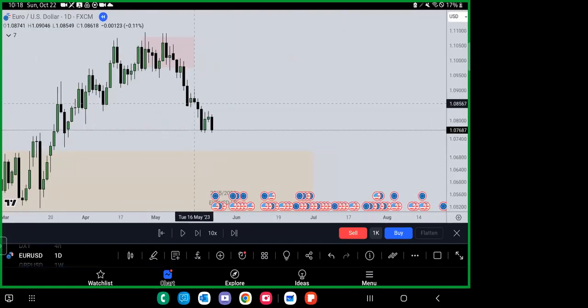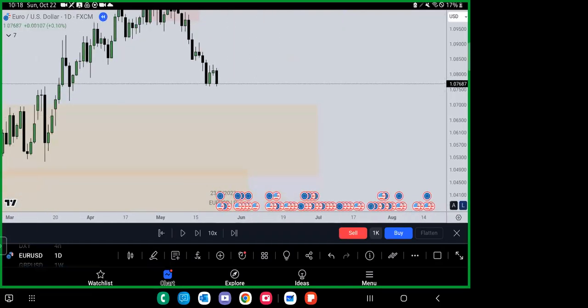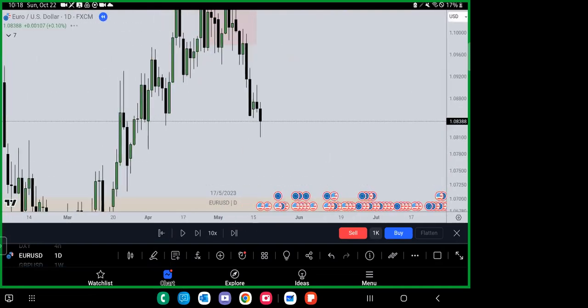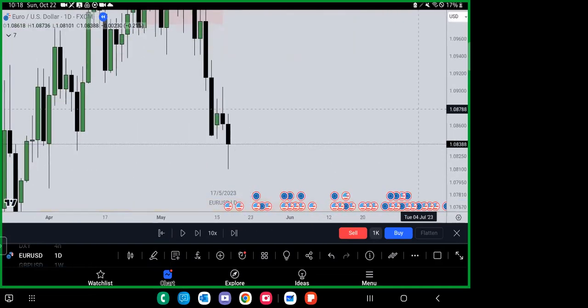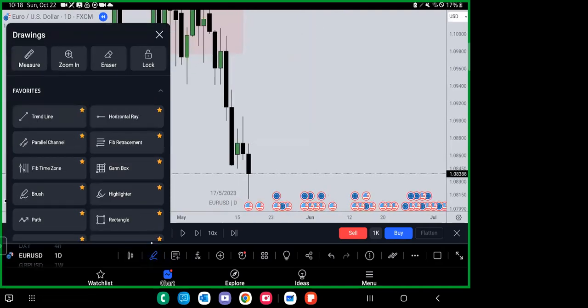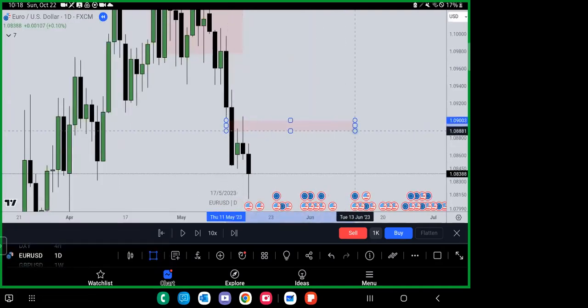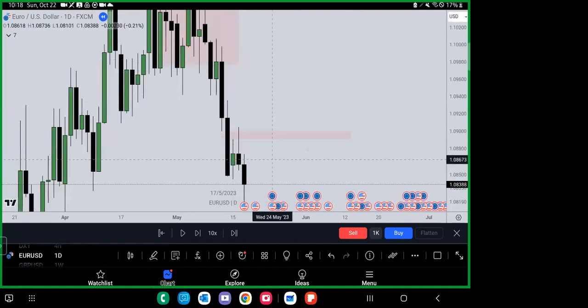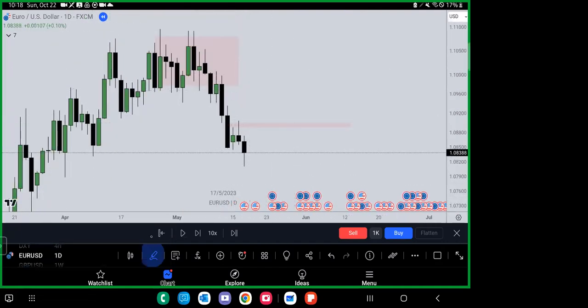That should be Monday, Tuesday. All right, we'll look at this level here first, and then we'll look at the one from the previous week. All right, so we have this inefficiency, and this is a defined range.